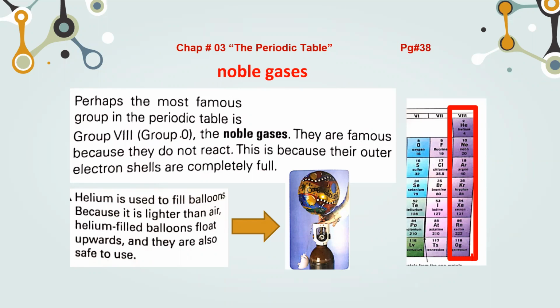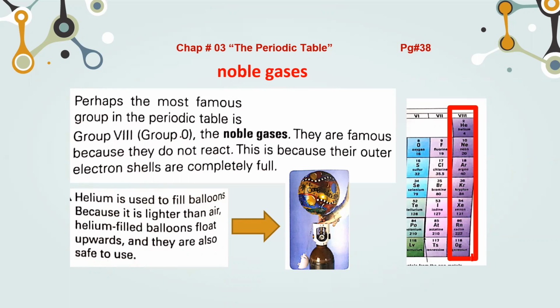So if a question is asked in the paper that why group 8 is so-called group 0, you have the answer: because they are unreactive, or mostly they are unable to react with other substances. That's why it is so-called group 0 or noble gases.